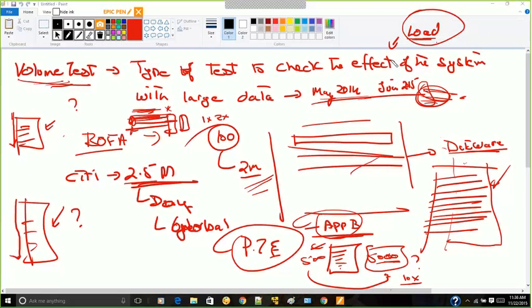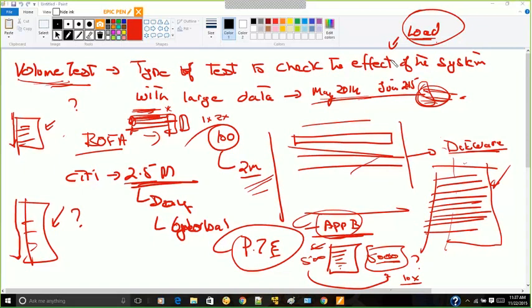Then in stress test, you are increasing the request, not the data. With the current situation, the current data that's in production, if X number of volume increases, how will my system behave? That is what a stress test is.